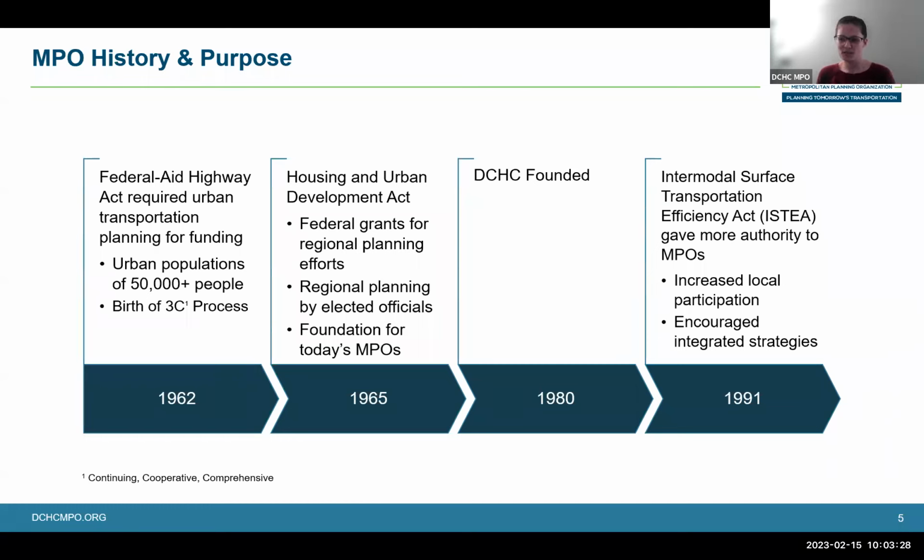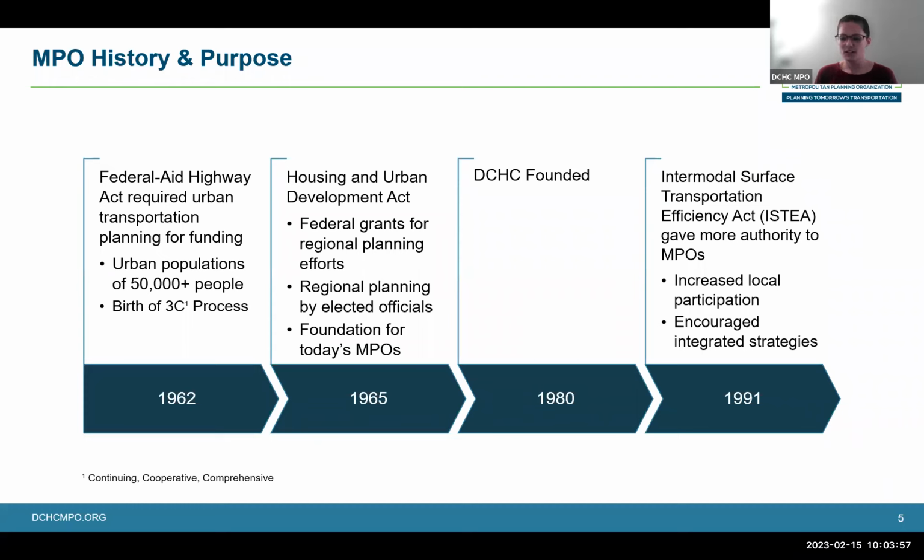The basis of MPOs was started in 1962 with the Federal Aid Highway Act. This required urban transportation planning for funding. So at this point in time, any urban populations of 50,000 or more people became your MPO. And this is also the birth of the 3C process, which is the continuing, cooperative, and comprehensive process, which we'll cover on the next slide.